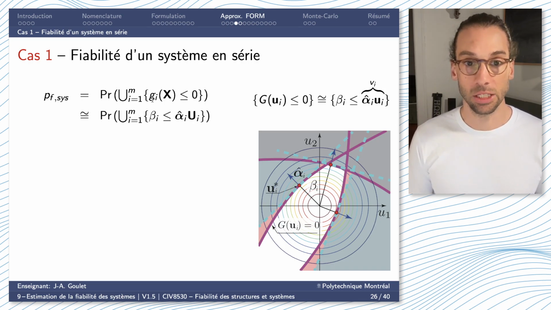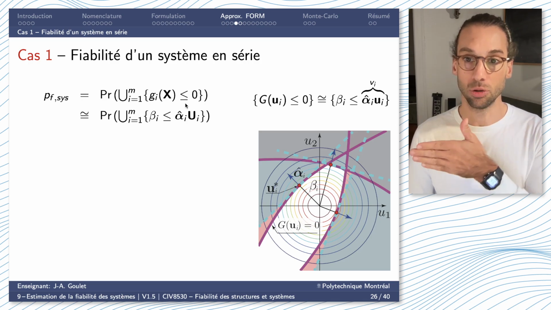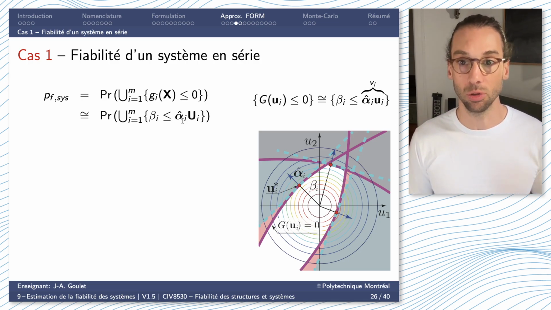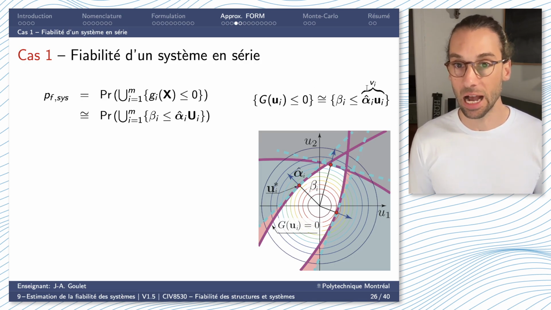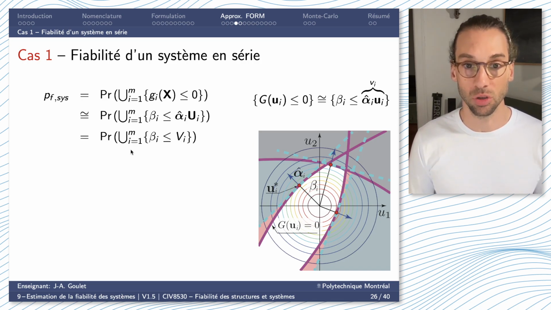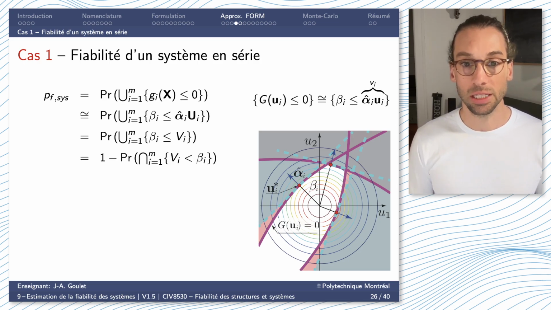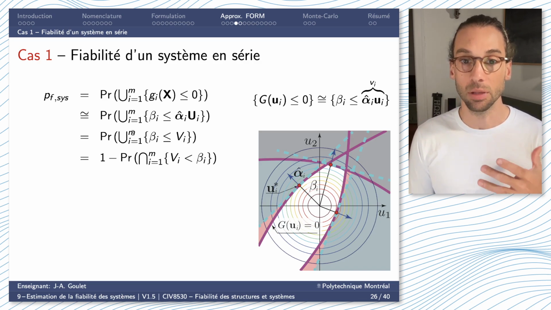So we're going to say this is the probability of the union for that g of xi being less than 0. We're going to bring that back into the standard normal space. That's going to be beta less than or equal to alpha ui, where alpha ui we're going to call vi. We're going to combine these two into a single random variable vi. So it's the probability of the union of beta less than or equal to vi. What we're going to do is use the complement of this expression.